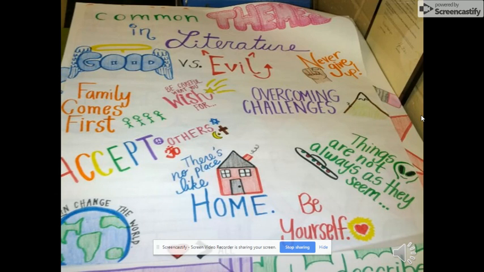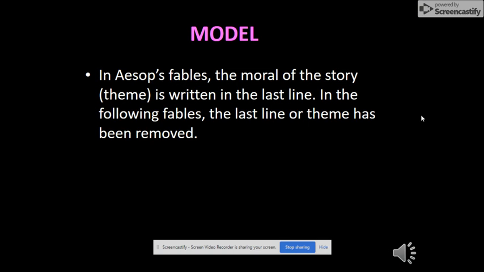So let's look at an example together. In fables, the moral of the story or the theme is usually written in the last line. In the following fable, the last line or theme has been removed, and we have to try to use inferencing and look at evidence to figure out what the theme would be. So, the first one, the ant and the grasshopper.